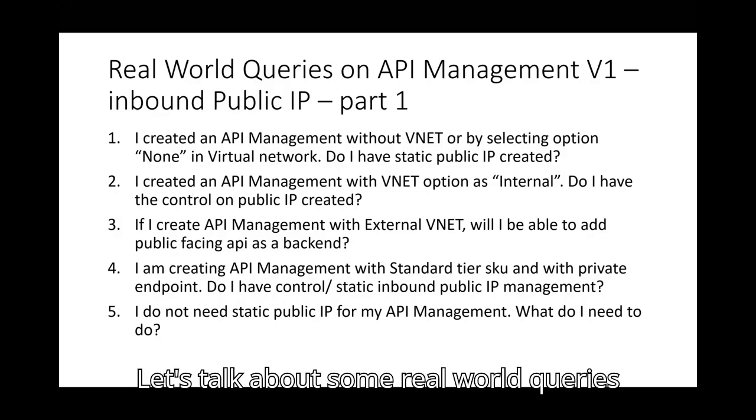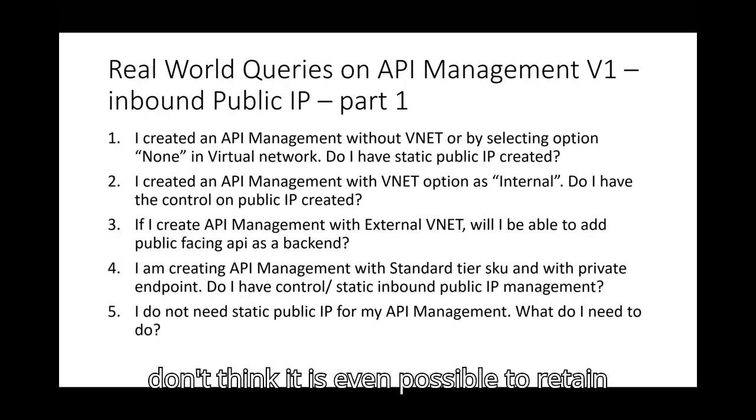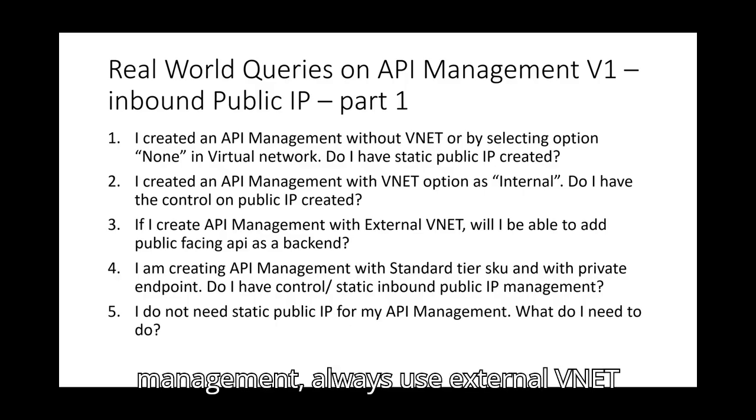Let's talk about some real world queries I received from my customer and many of you. I will answer them one by one. Question number one, I created an API management without VNet or by selecting option as none in virtual network. Do I have static public IP created? No, you don't. The IP created with none option is always auto managed and you don't control it. I don't think it is even possible to retain that IP by logging a support case to Microsoft support. So never use none option. If you need public IP for API management, always use external VNet mode.